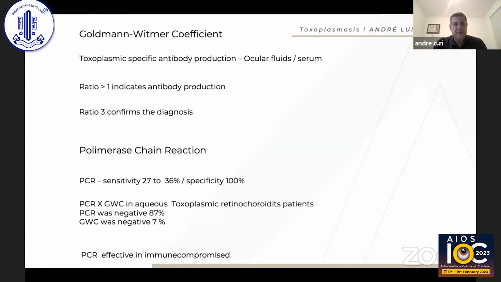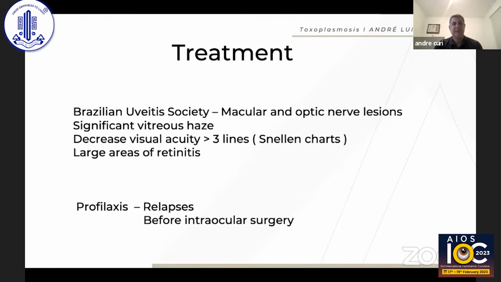And to make the diagnosis, as I mentioned to you, the most important is the clinical picture. But you can also use the Goldmann-Witmer coefficient and the polymerase chain reaction, the PCR. It's important to note that the PCR in toxoplasmosis is not very good. The sensitivity is not very good. It's very good for viral, but it's not good for toxo in the aqueous. So if you want more sensitivity, you have to go for the vitreous tap.